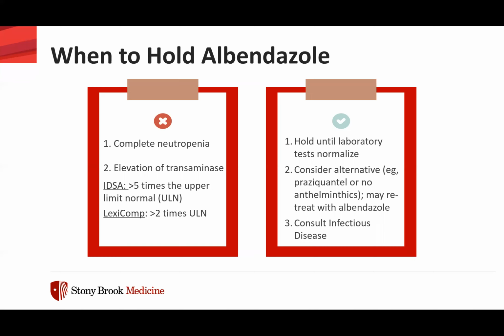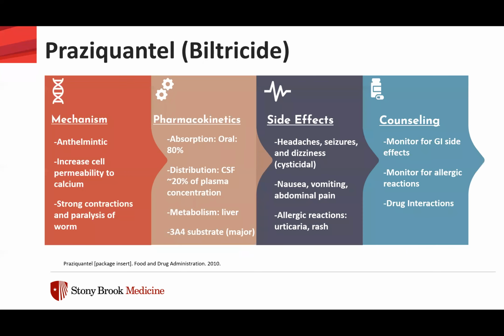And then once they normalize, considering potential alternative therapy. So should we use praziquantel instead if we aren't already? Does the patient even still need antiparasitic therapy? And then in some cases, we may also retreat with albendazole. But overall, this would be a great opportunity to consult infectious disease and ensure that they're involved with this conversation as well. And then the second antiparasitic medication that can be used is the praziquantel.